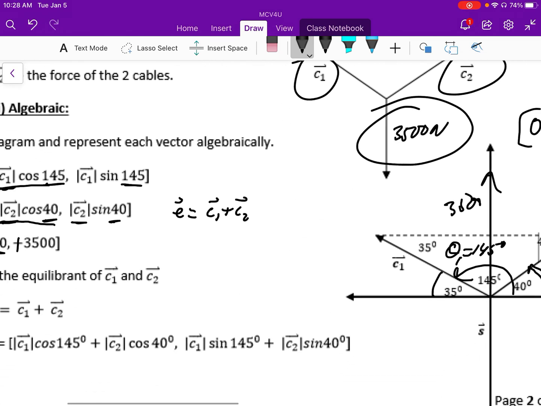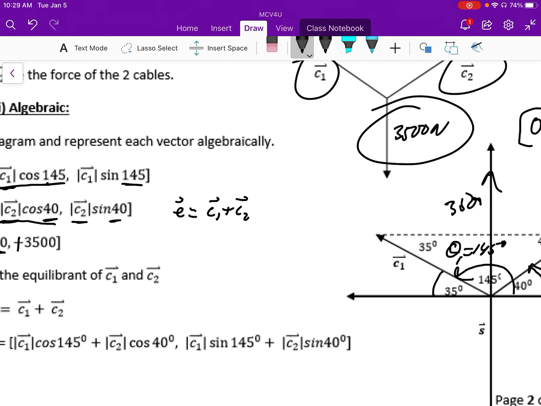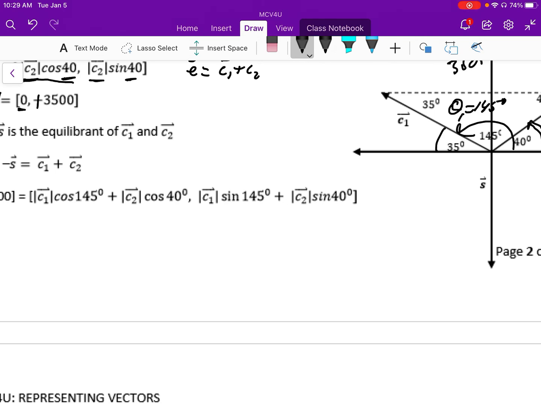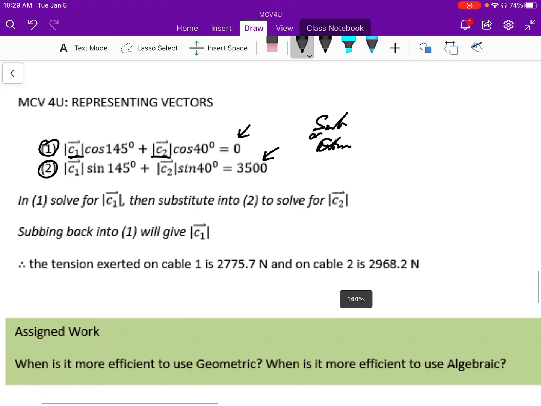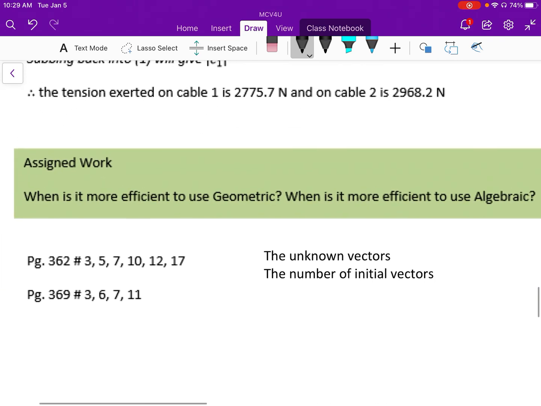This one is really, really long trying to do it algebraically, right? We don't have that much time on a test to do all these things. The efficient or the inefficient way, all right? So keep that in mind. I wrote down a couple things in here. What are the unknown vectors? How many initial vectors do you have? If you get 3 or more, algebraic method. Really easy to add those up when you resolve it. If your unknown vectors are the initial vectors, maybe you should use the geometric method.